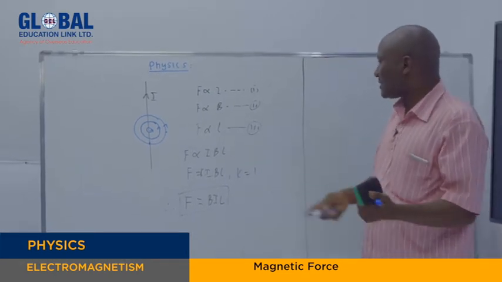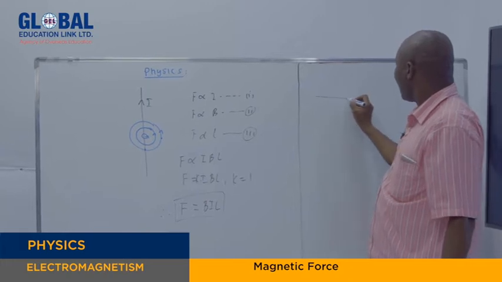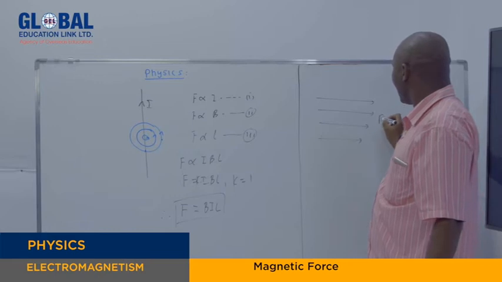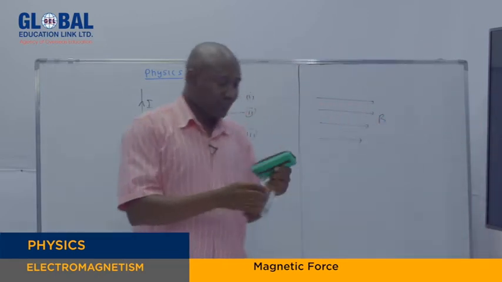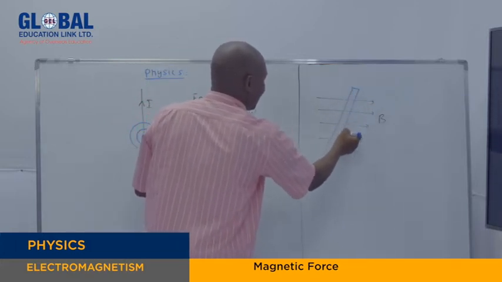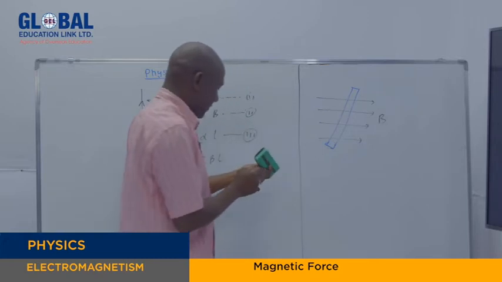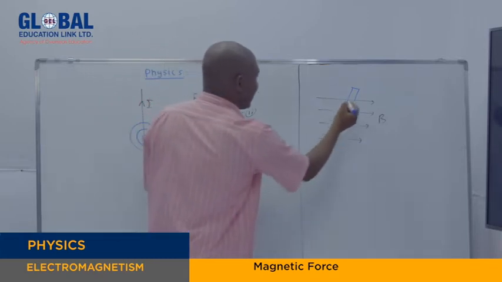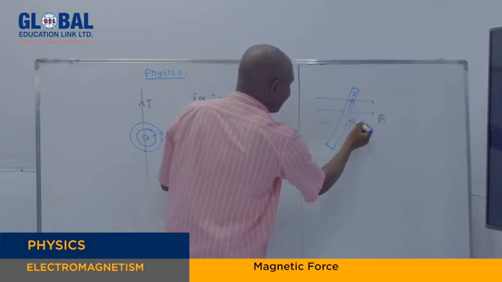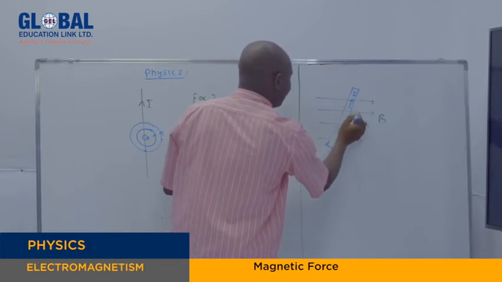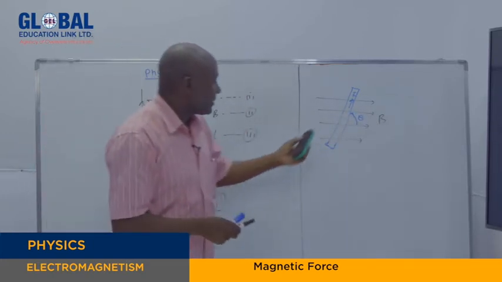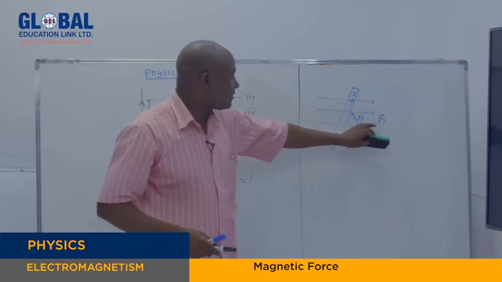What do we mean by maximum force? Assume you have a wire resting in the field. This is how the magnetic field acts, and this wire is here. That wire is inclined. The current flows like that, and it makes an angle theta with the plane. So the angle between the conductor and the magnetic field is theta.